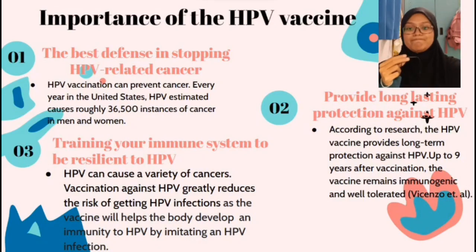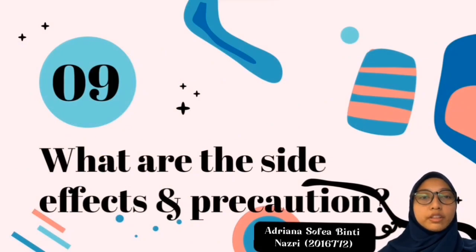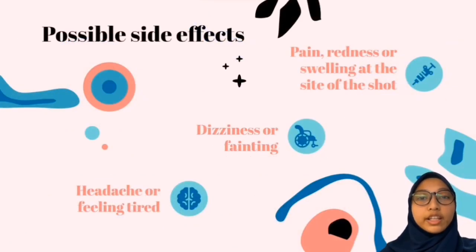Thank you. Now I will be presenting the last part of this presentation, which is the side effects and precautions of the HPV vaccine. Vaccines, like any medicine, can have side effects. Common side effects from HPV shots are mild and get better within a day or two. These include pain, redness or swelling at the site of the shot, dizziness or fainting, and headache or feeling tired.